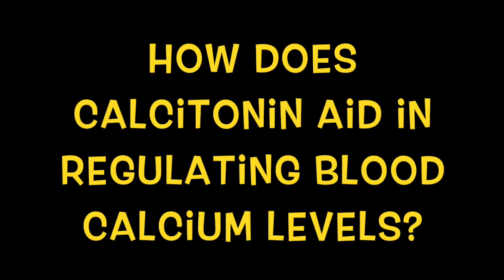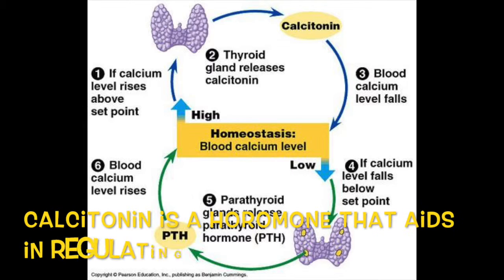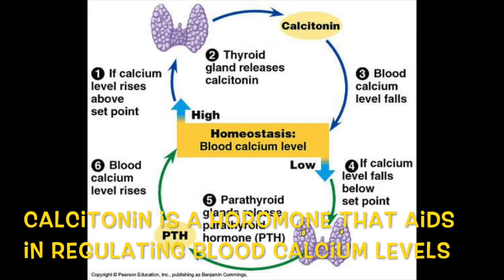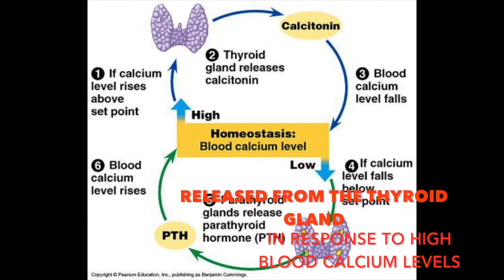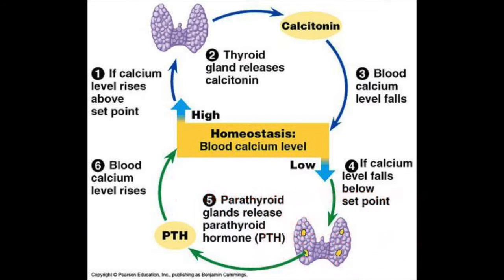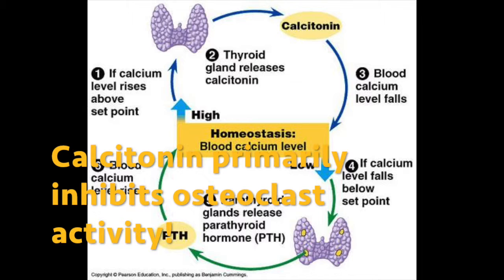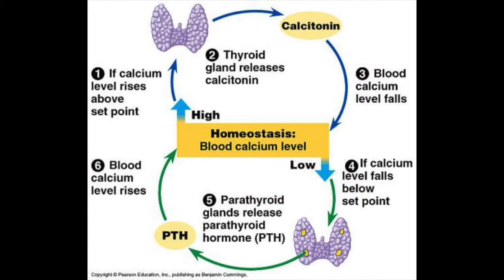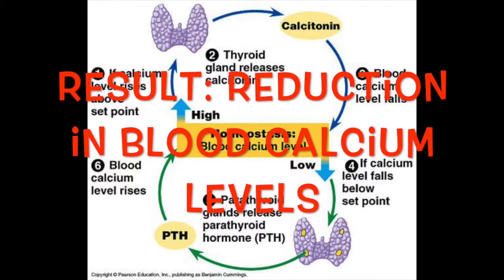How does calcitonin aid in regulating blood calcium levels? Calcitonin is a hormone that aids in regulating blood calcium levels. Calcitonin is released from the thyroid gland in response to high blood calcium levels. Although the entire function of calcitonin is unclear, it is known that calcitonin primarily inhibits osteoclast activity. In addition, calcitonin stimulates the kidneys to increase the loss of calcium in the urine. The result is a reduction in blood calcium levels.